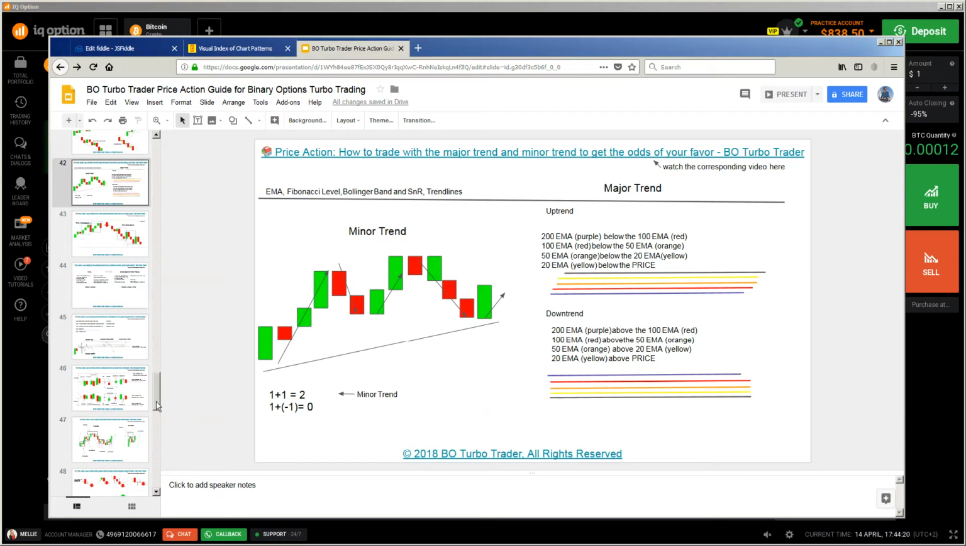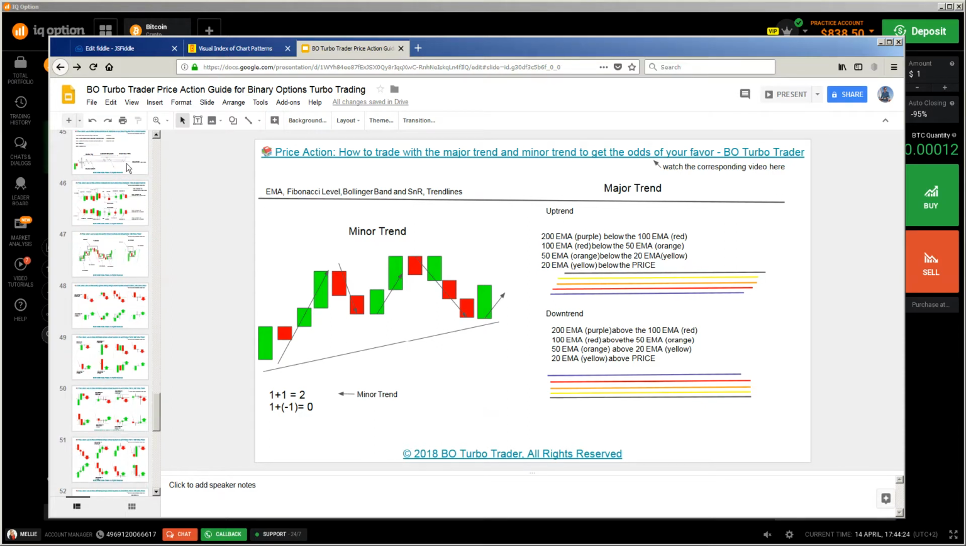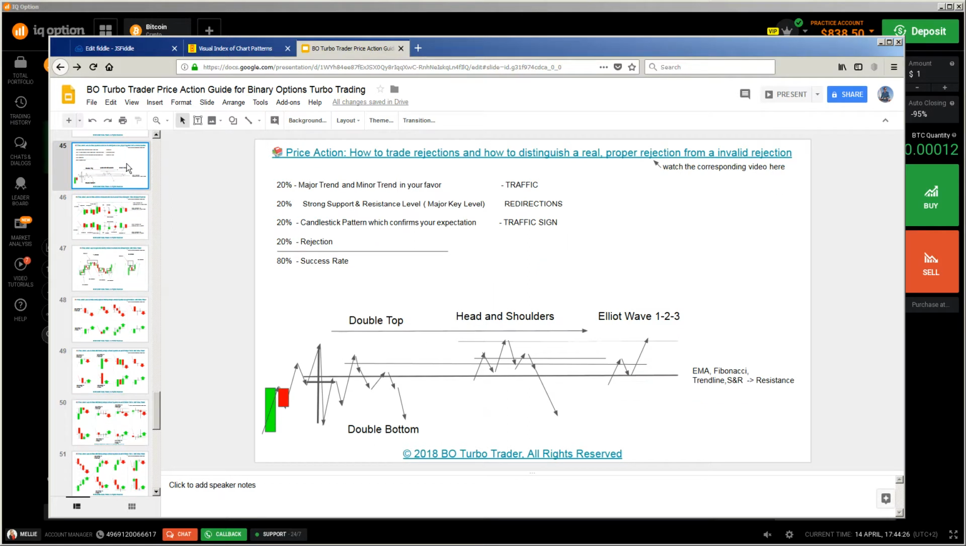So, and then we get again to this kind of setup where I have explained the rejection again. And here again, this should be pinned at any place of your desk or trading station or whatever. You have to denote the trend, key level, candlestick pattern, rejection, and that is the trading setup.